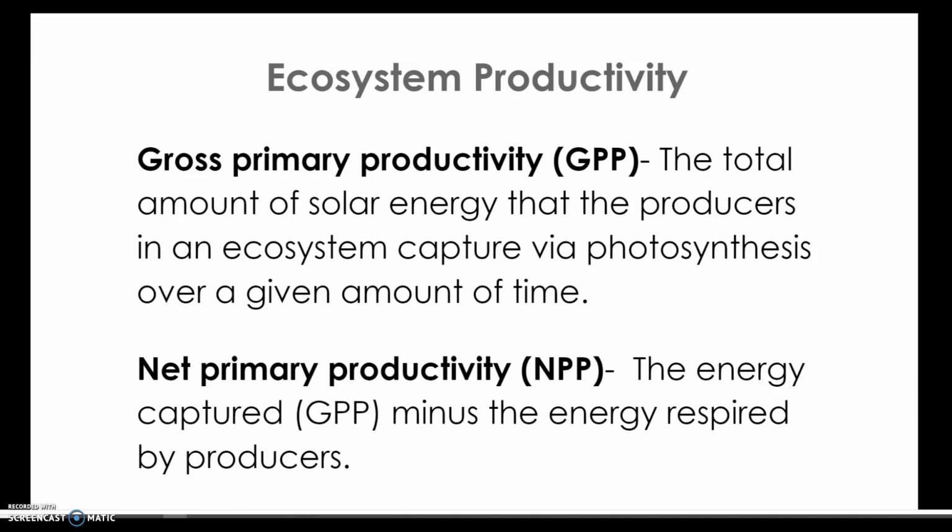So gross is the total amount of solar energy that the producers in an ecosystem take in, right? That they capture and are able to use for photosynthesis. But then we also have the net, because we have to take into consideration that these producers also have to breathe. So they have respiration as well. So the net is the GPP minus the energy respired to get the NPP, okay?